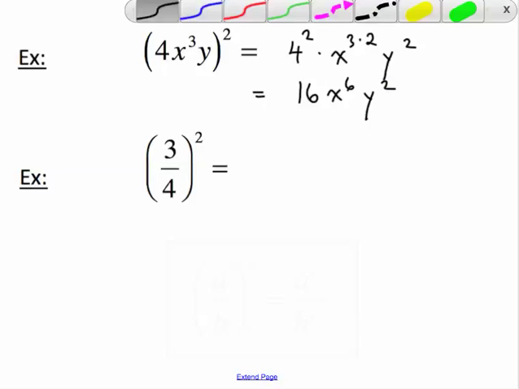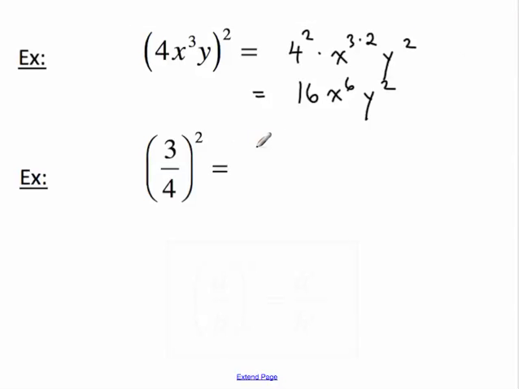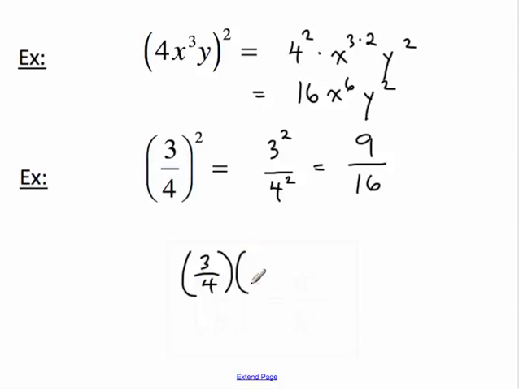Similarly, (3/4) squared is the same as 3 squared over 4 squared. You can bring the exponent in like that, which is equal to 9 over 16. The reason you can do that is that (3/4) squared is the same as 3/4 times 3/4, which is 3 squared over 4 squared. You can include that step in here if you want to, but you don't have to. So those are exponent rules for positive integer exponents.